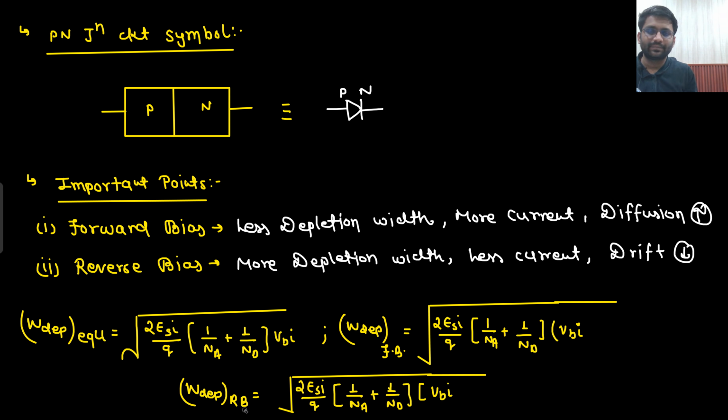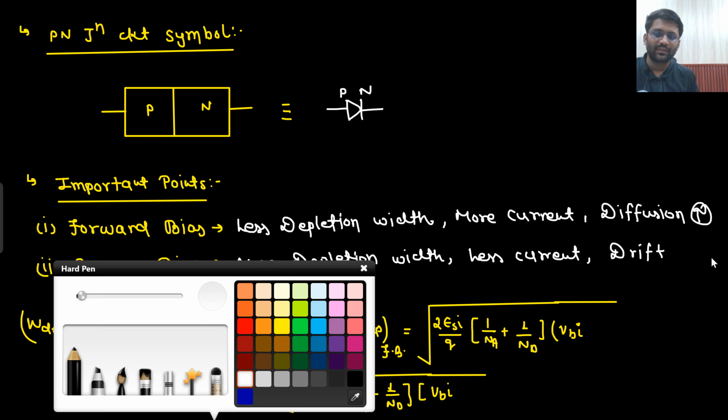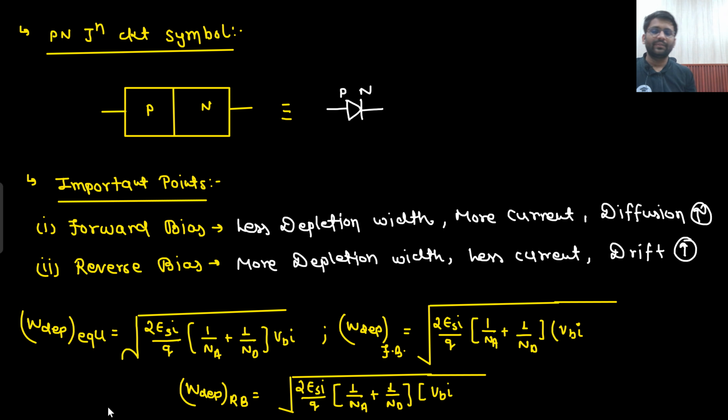All fine? So all the conclusions we have written. Forward bias: less depletion width, more current, diffusion is dominant. Reverse bias: more depletion width, less current, drift is dominant. Okay.